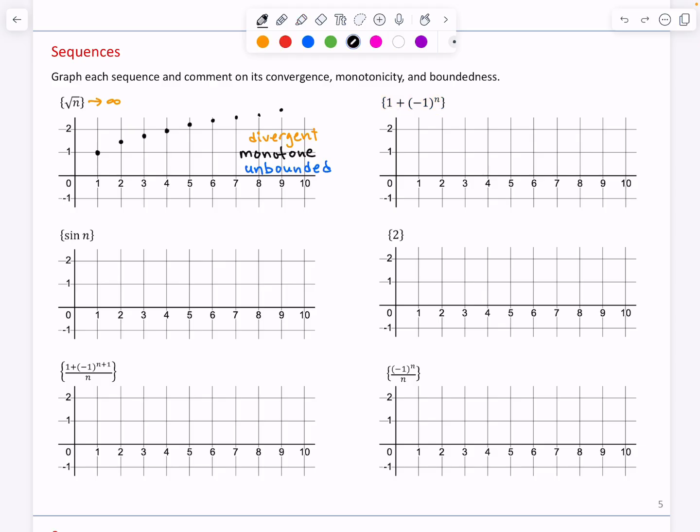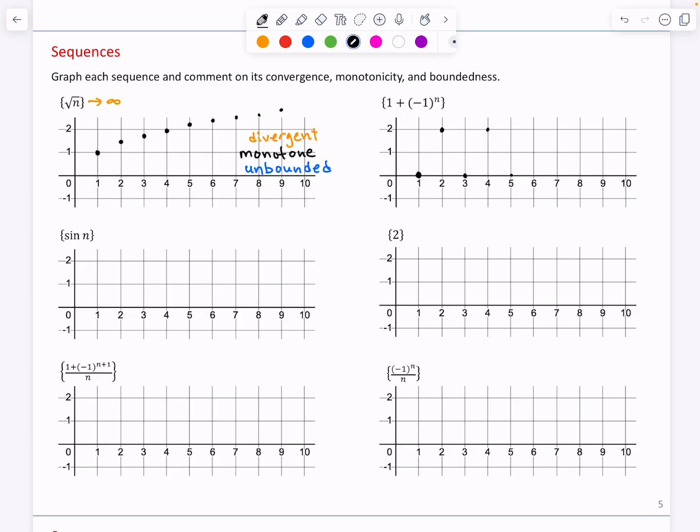And now the next case, n is now a power, 1 plus negative 1 to the n. When n is 1, negative 1 to the 1 is negative 1. Add to 1 is 0. When n is 2, negative 1 squared is positive 1. Add to 1 is 2. When n is 3, negative 1 cubed is negative 1 again. Add to 1 goes back to 0. When n is 4, we'll get 2 again.